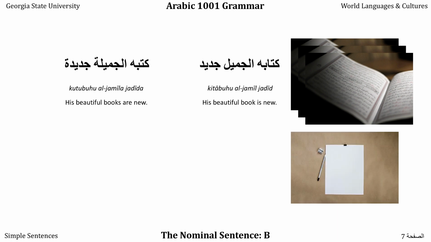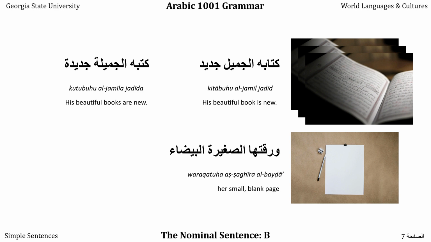If we look at the page, we can say waraqatuha as-saghira al-bayda. Waraqatuha is definite because it has its possessive suffix. Again, it's also got an untied ta marbuta. As-saghira and al-bayda are both feminine singular and definite. So we have definite, definite, definite here. This is a phrase, not a sentence, and it means her small white page, literally.